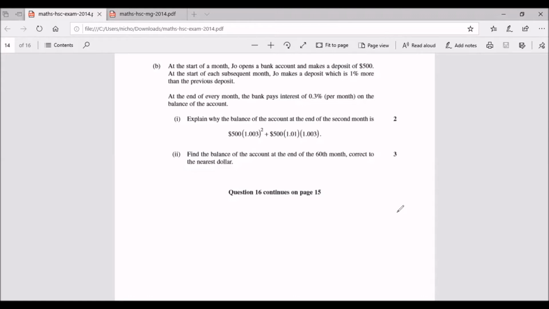Do you remember, it would have been the year before in Year 10, when you did simple interest? Simple interest is where we don't change the principal, but then we got compound interest, and then we started changing the principal each time, right?